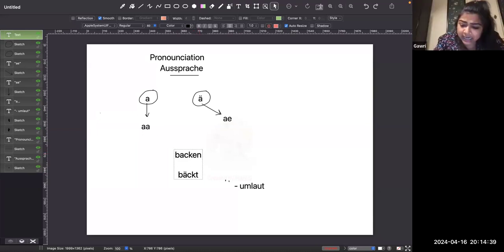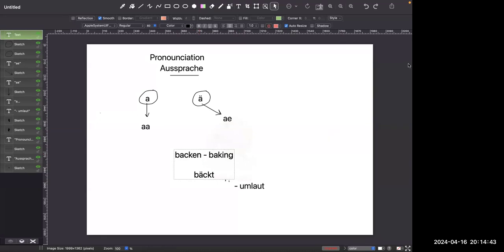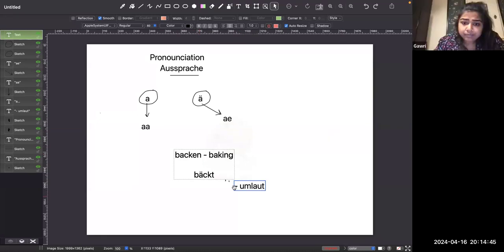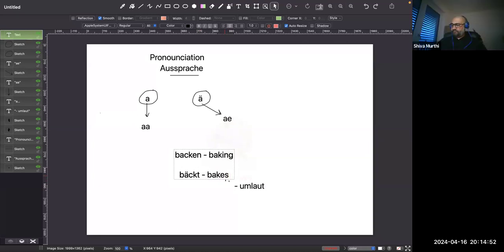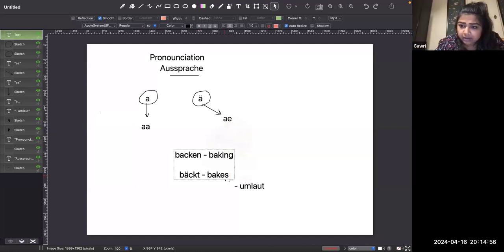So let us write down the meanings. Bakken means baking. For example, I'm baking a cake. And baked is a form of bakken, only baked means bakes. He bakes a cake.